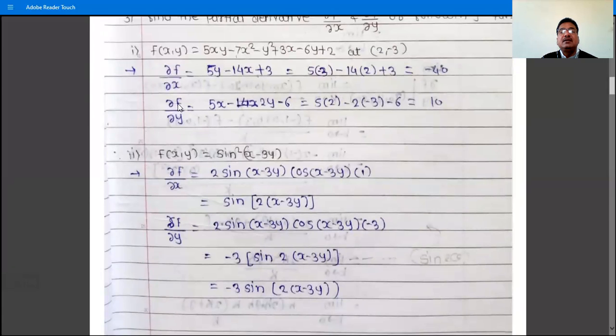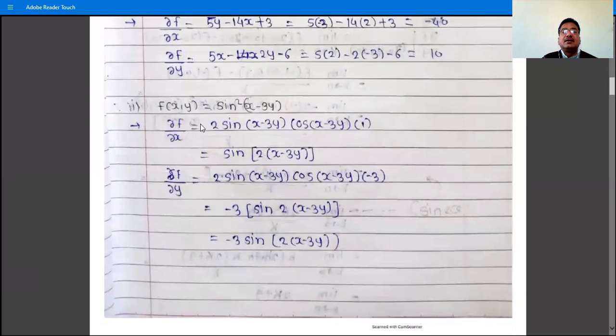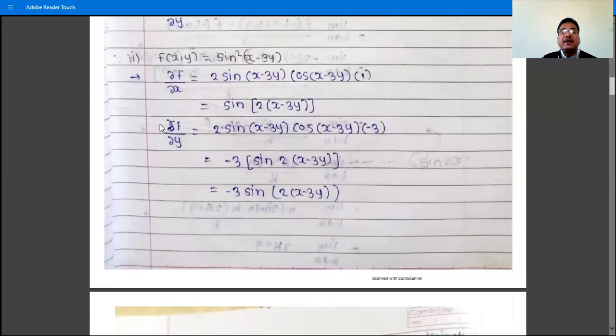Similarly, while finding ∂f/∂y, treat x as constant. So we have the derivative, and the value at (2, -3) is 10. Similarly here, direct answer: while finding the partial derivative with respect to x, treat y as a constant, and while finding the derivative with respect to y, treat x as constant. So sine squared means 2 times sin(x - 3y) into the derivative of sin(x - 3y), which is cos(x - 3y) into 1 with respect to x. And then with respect to y, this is 2 times sin(x - 3y) into cos(x - 3y). The derivative of sin(x - 3y) is cos(x - 3y) into the derivative of x - 3y, which is -3. Then we have this answer.